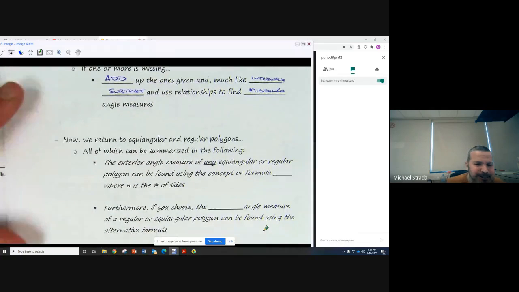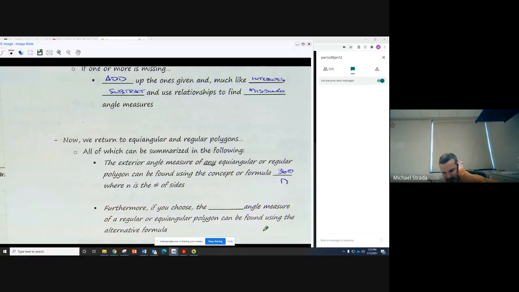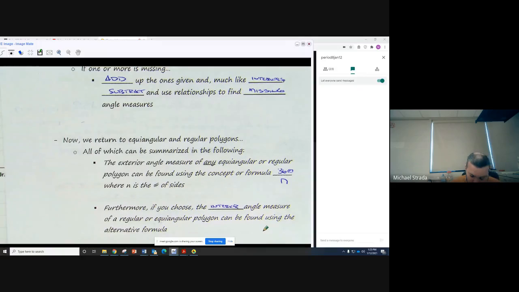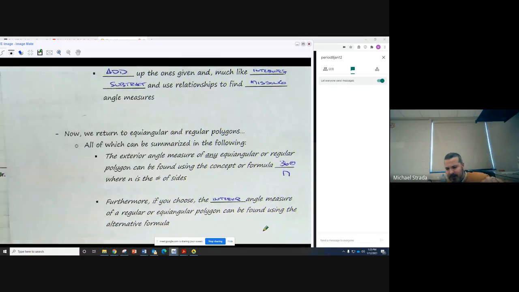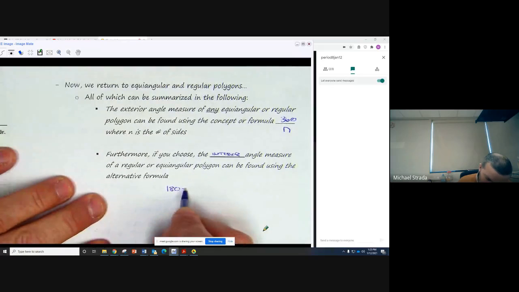Now we return to equal angular and regular polygons, all of which can be summarized in the following. The exterior measure of any equal angular or regular polygon can be found using the formula 360 divided by n, where n is the number of sides. Furthermore, the interior angle measure of a regular or equal angular polygon can be found using the alternative formula 180 minus 360 divided by n.